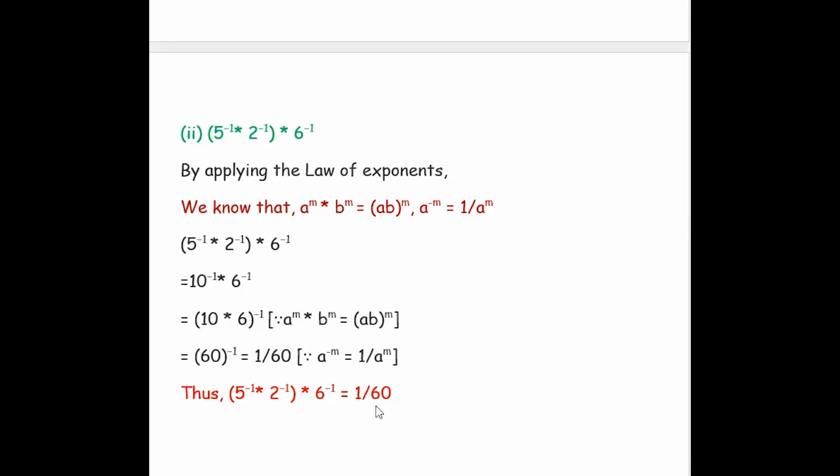Hope you have understood how to apply the different laws of exponents based on the given question.